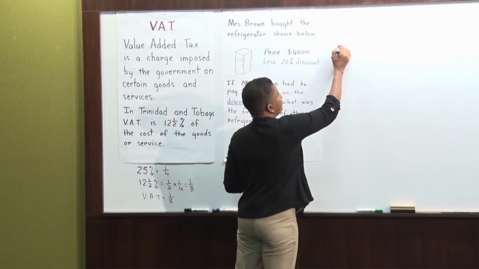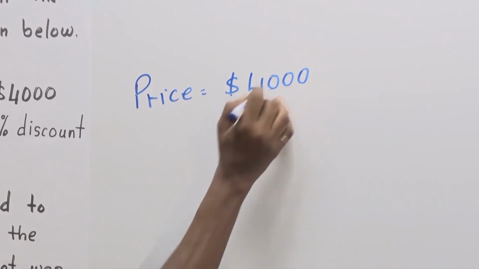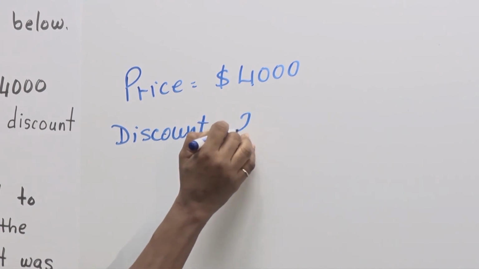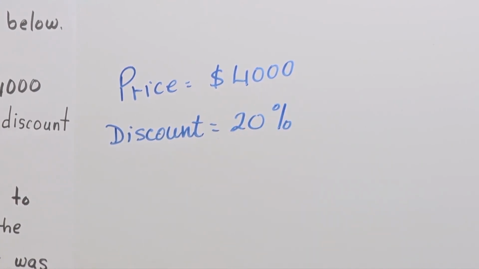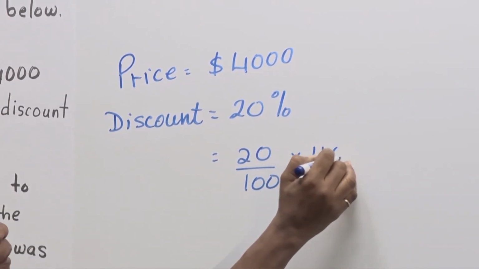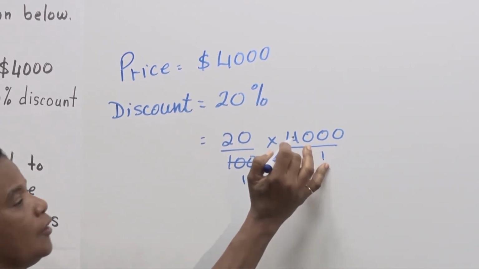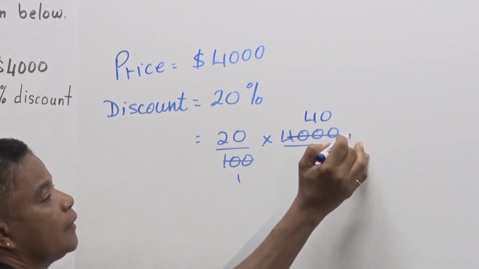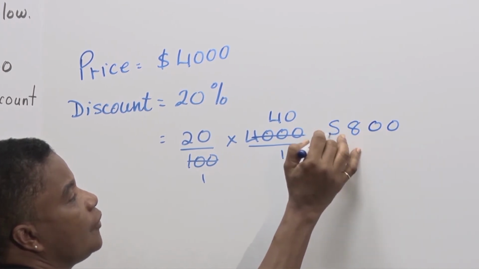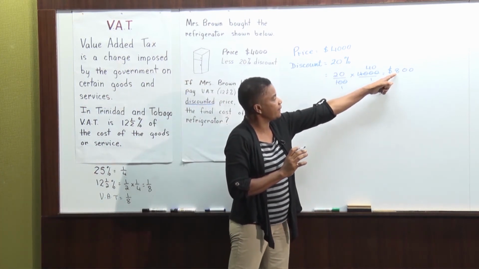Let's go. The price is $4,000. Our discount is 20%. So let's work out our discount. 20% of $4,000. 100 into 100, 1. 100 into 4,000, 40. And when we multiply 40 by 20, we are going to get $800. So Mrs. Brown is getting a discount of $800.